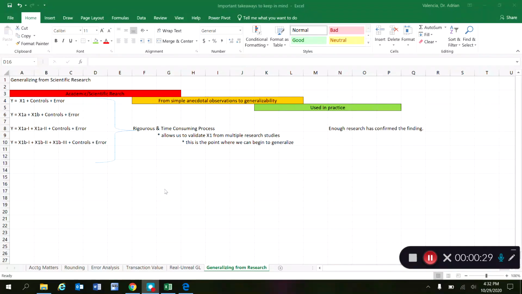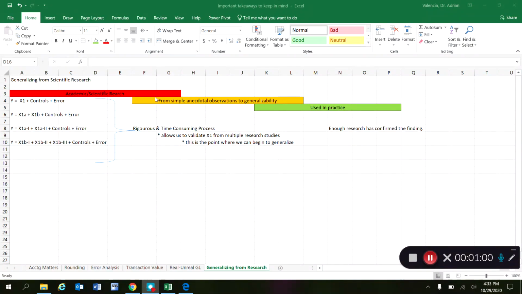As an accounting practitioner, you might wonder what we do in terms of academic research and how it impacts you. I've done this little simple illustration here so that you can understand in general terms how this works. I have here in red academic and scientific research being performed, and I put it in red on purpose, and I'll explain to you in a minute.